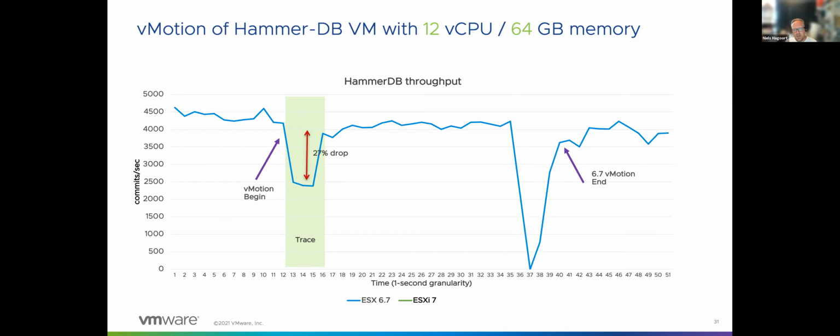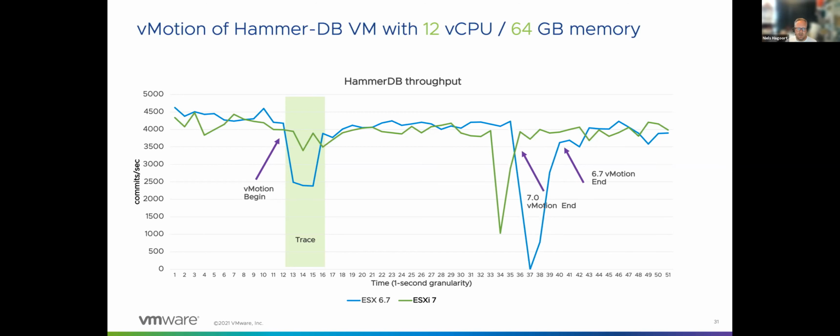However, if we compare that to an ESXi 7 environment, we don't necessarily see any impact during the tracing phase. More interestingly, maybe, is that we now have a shorter overall migration time. And the switchover is so fast that we don't even drop to 0 commits per second in this specific test.